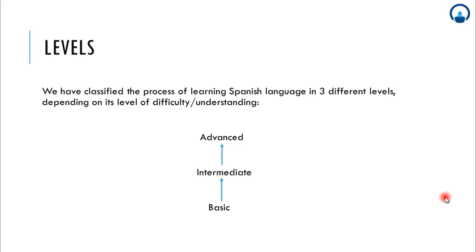If you check the courses provided for the Spanish language in the market, it is generally seen that they have divided the course into 6 different levels called A1, A2, B1, B2 and C1, C2. But here we'll keep it simple and cover everything in just 3 levels: basic level, intermediate level and advanced level. Now these levels are classified depending on their level of difficulty or understanding.